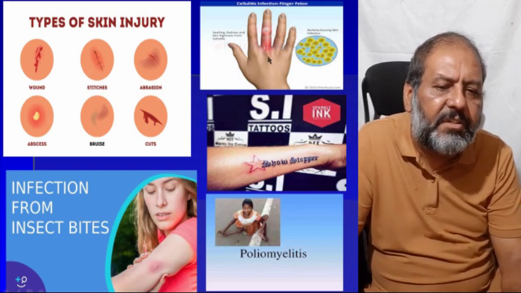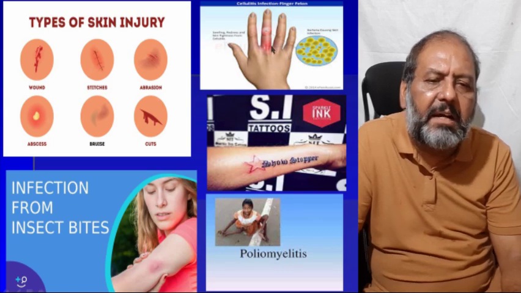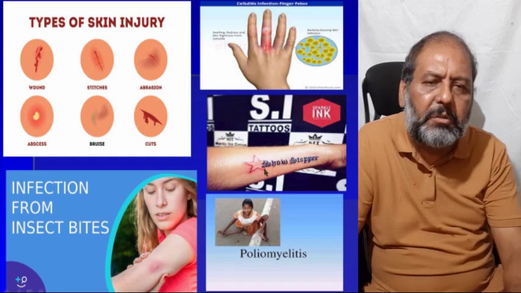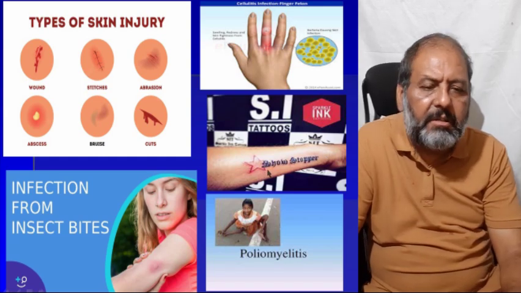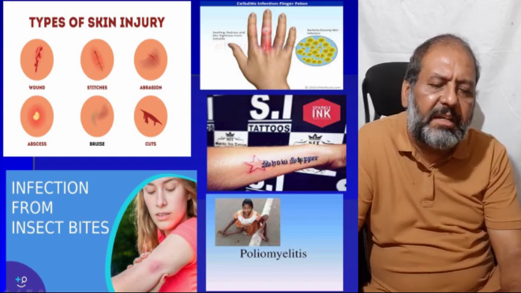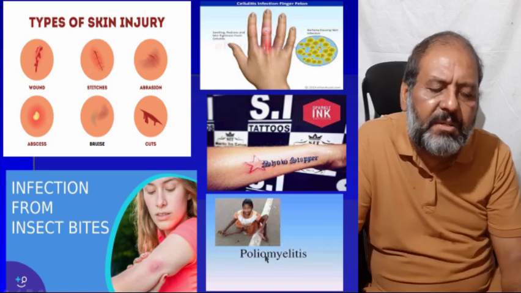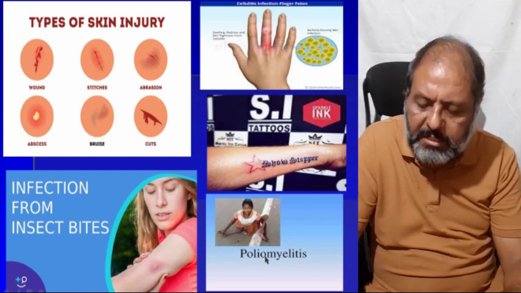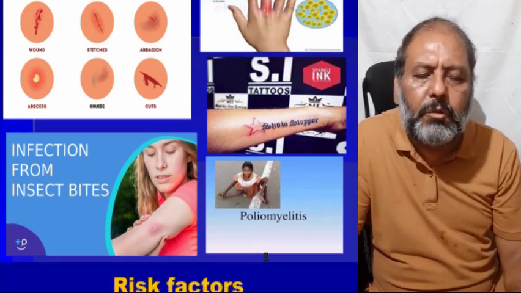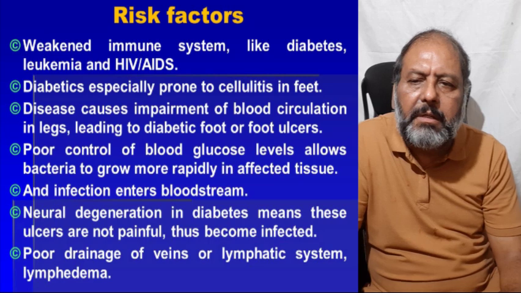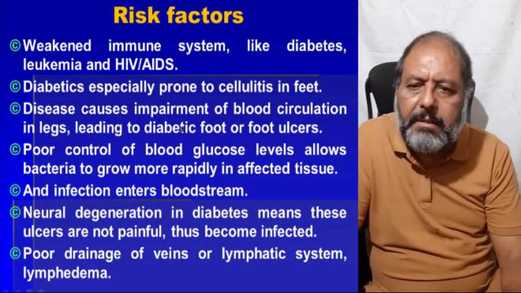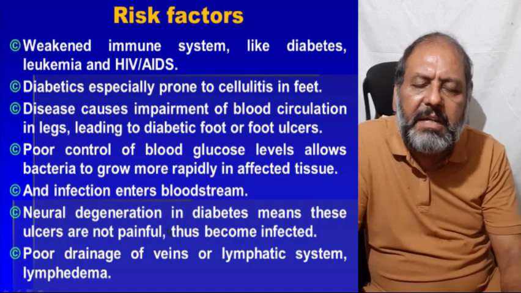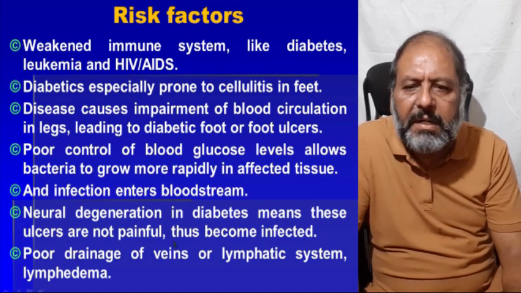Similarly, it can be seen on the hand from a cut or any injury on the hand. Tattoos also predispose because these are just a kind of punctured wound and they can be responsible for that. Similarly, I have told you about poliomyelitis, because of the impaired blood supply they are also prone to this problem. The risk factors continuing, a weakened immune system like diabetes, leukemia, HIV and AIDS are also risk factors.